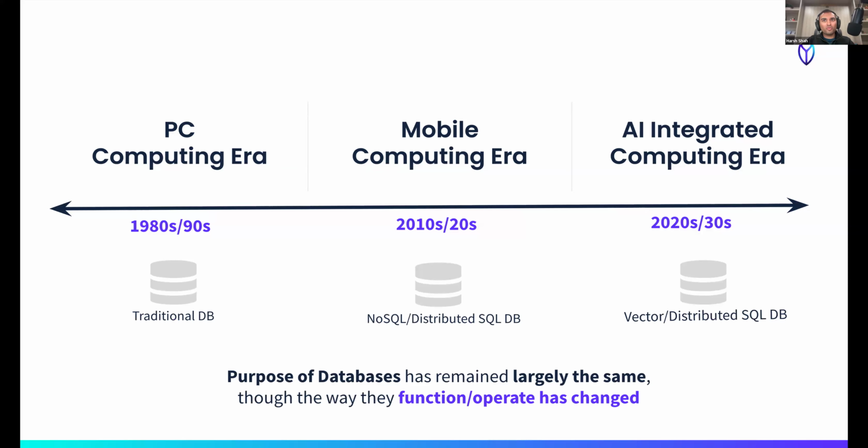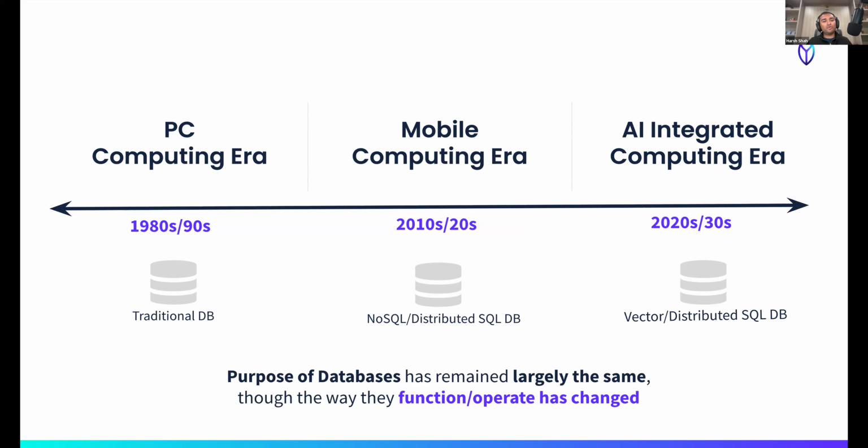And within those eras, the purpose of a database has largely remained the same, but how they've operated has changed. Within the PC computing era, you had your traditional relational databases. Within the mobile computing era, it was a blend of NoSQL databases because you had a lot more unstructured data that you were dealing with.